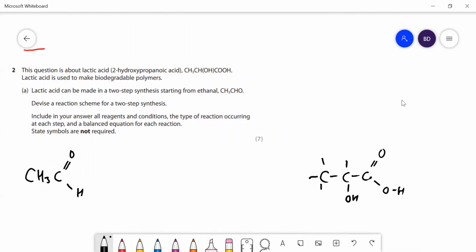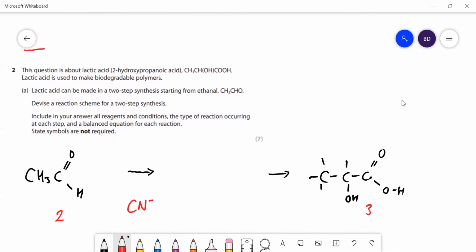Now, immediately, we're going to have to convert it into some kind of intermediate and then convert it into there. Well, you can see straight away that we've increased the number of carbon atoms from 2 here to 3 here. We've lengthened the carbon chain, so we are almost certainly going to have to use a cyanide ion to do that.